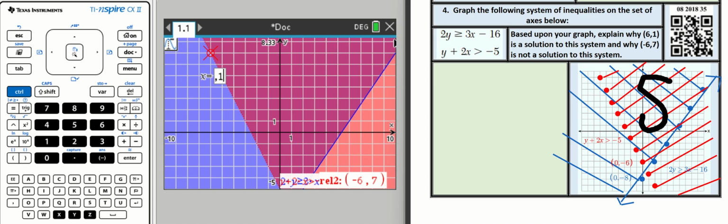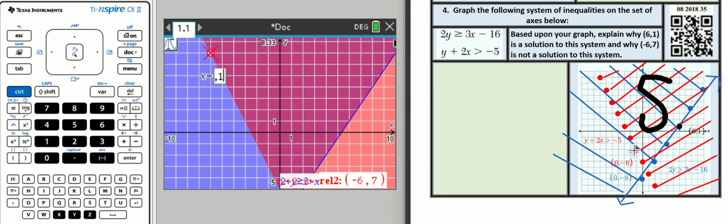And we want to answer the question based upon your graph. Explain why 6, 1 is a solution to the system, and why negative 6, 7 is not a solution to this system. So 6, 1, where is it at? 1, 2, 3, 4, 5, 6, 1. So it is a solution because it's within both inequalities, right? It can be on this line because it's a solid line.